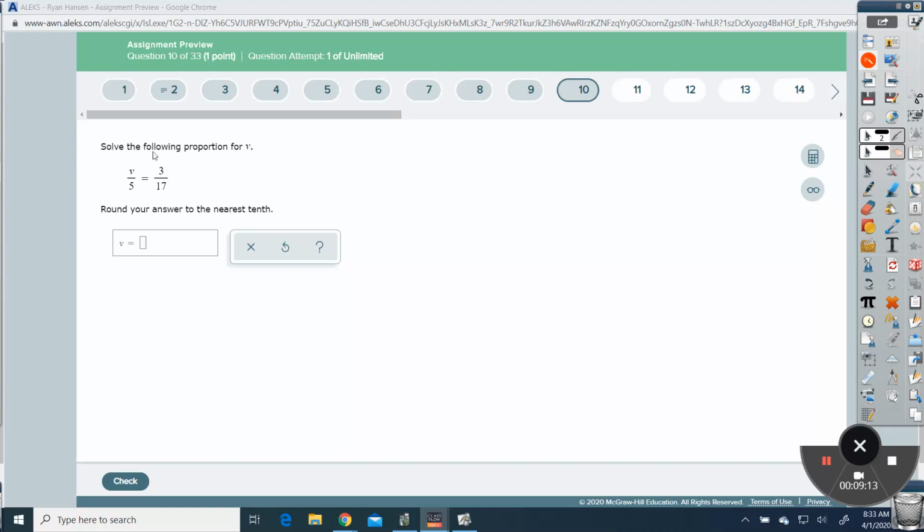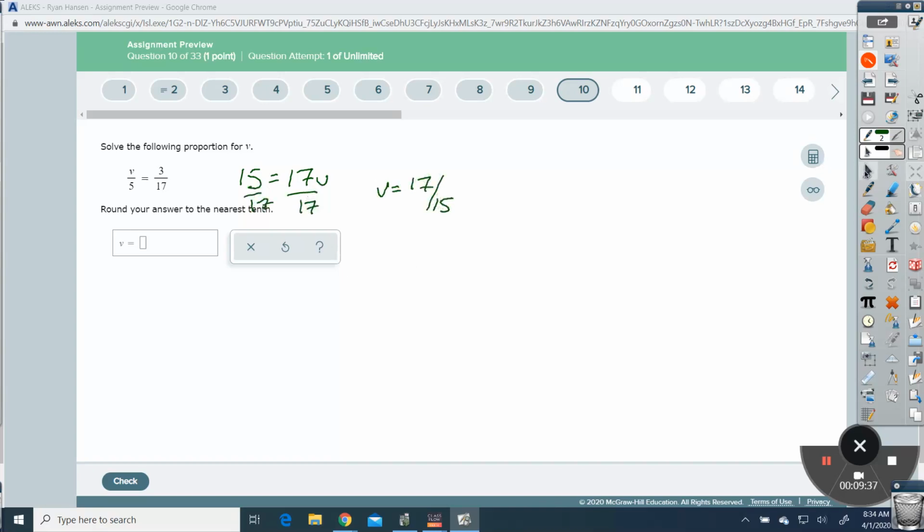All right, so this problem is set up. Solve the following proportion for V. Remember, if it's a proportion, we can just cross multiply. So 3 times 5 is 15. So we'd really have 15 equals 17V. So to get V alone, we divide everything by 17.